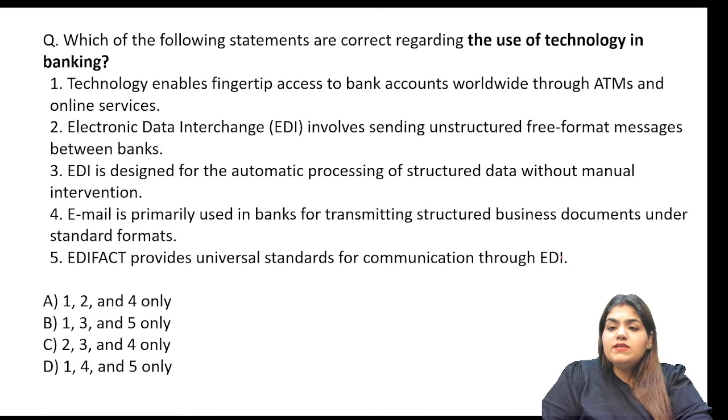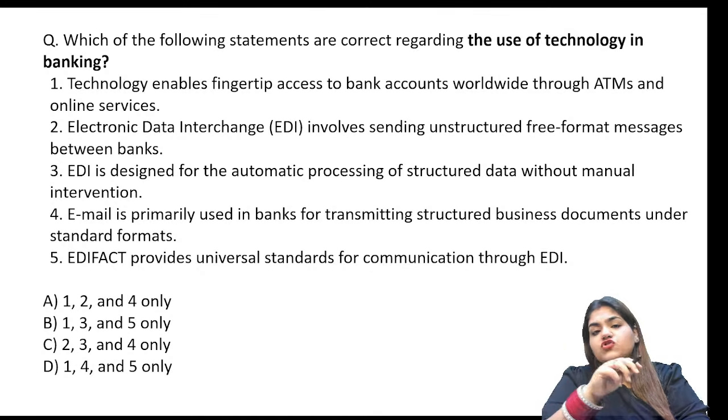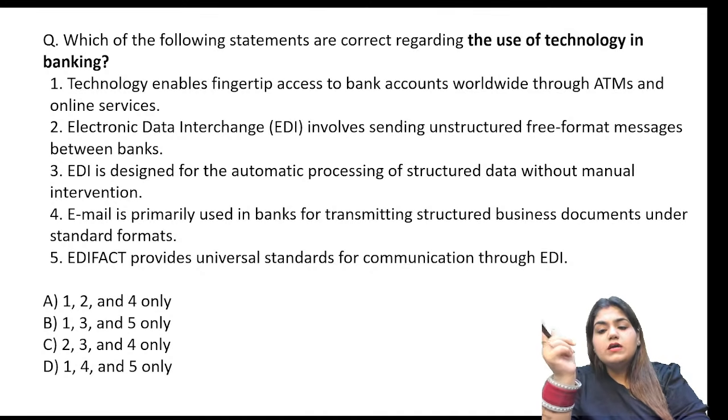Next, which of the following statements regarding the use of technology in banking are correct? What all are correct? Technology enables fingertip access to bank accounts, widespread through ATMs and online services. Yes. EDI involves sending unstructured free format messages between banks. See, EDI means structured messages come. Unstructured messages go via email. Statement number 1 is correct, 2 is not. 3 is correct. EDI is designed for automatic processing of the structured data without manual intervention. Yes. Statement number 4 is incorrect.